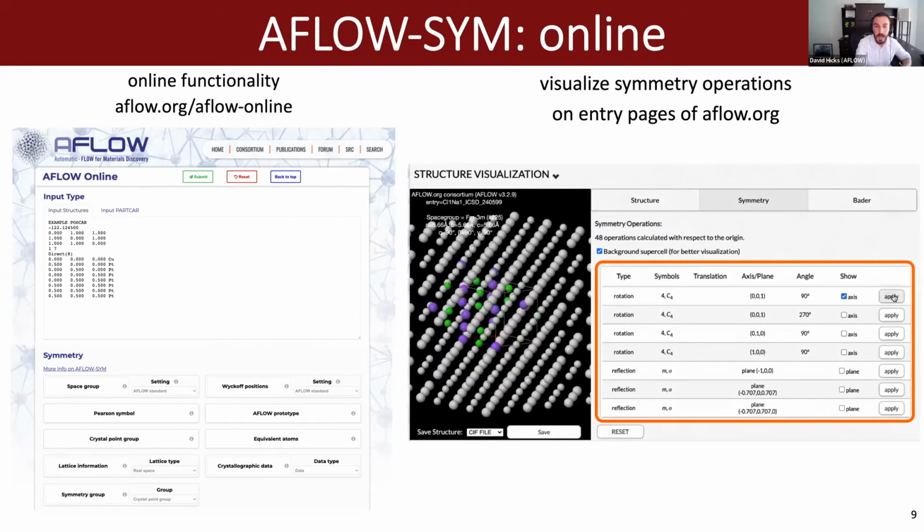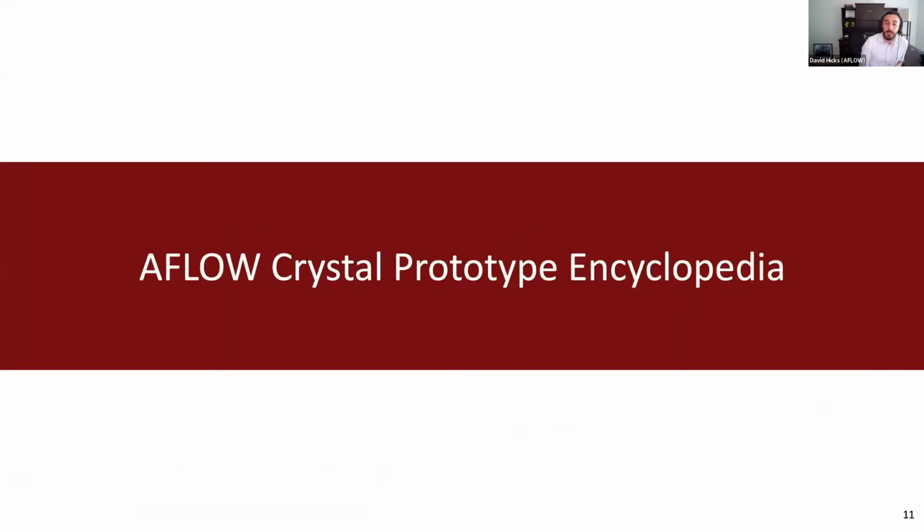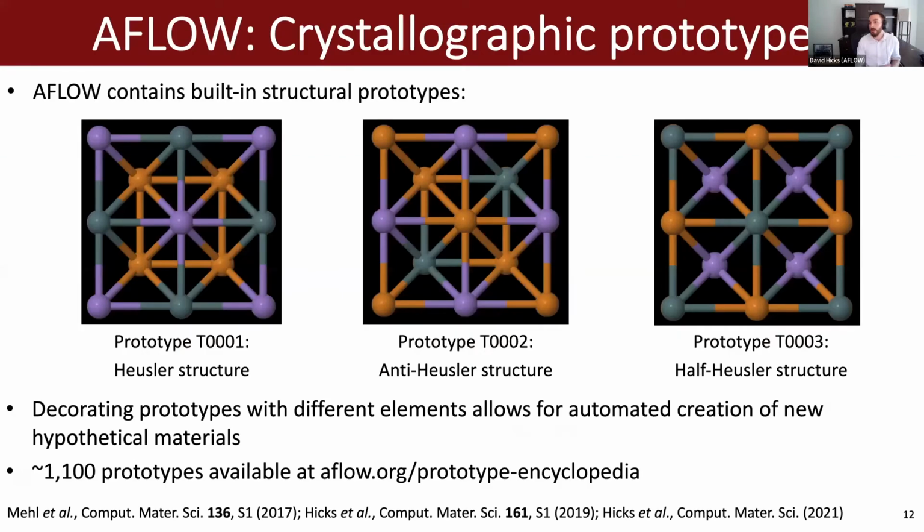The next one that I'll briefly highlight is the AFLOW Prototype Encyclopedia. So as Professor Tower said, within AFLOW there is a built-in prototype encyclopedia. So for instance, you can take common structure types like the Heusler, anti-Heusler, and you can decorate them with different elements to create hypothetical new structures. And available online, there are approximately 1,100 prototypes, and there are even more if you were to download the AFLOW binary and install it on your computer.